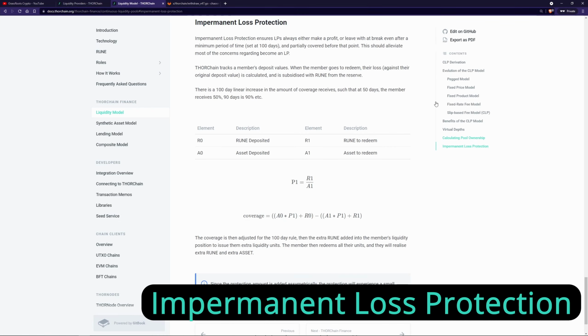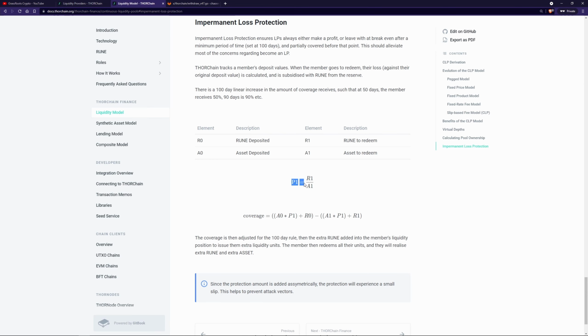Impermanent loss protection is detailed here. You can read all about it. P1 in this example is going to be the ratio, Rune over asset, and there's no P0 to understand what the ratio was at the time you added it. It's all about what the ratio is when you're withdrawing. There's no need for a P0. And then the coverage essentially is putting the assets into the value of Rune, then plussing Rune, and then taking away the withdrawal value. Because it's all using the same ratio, everything is talking the same language.